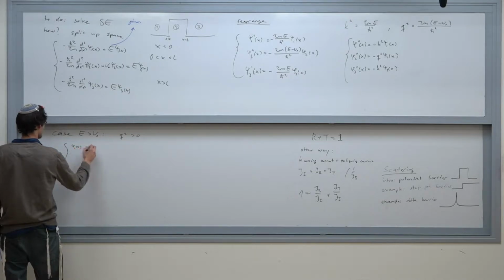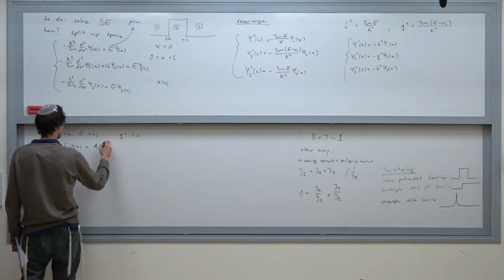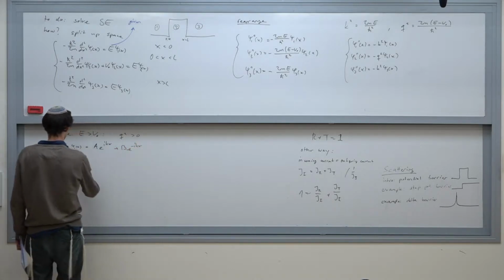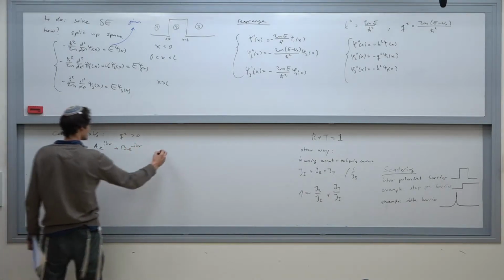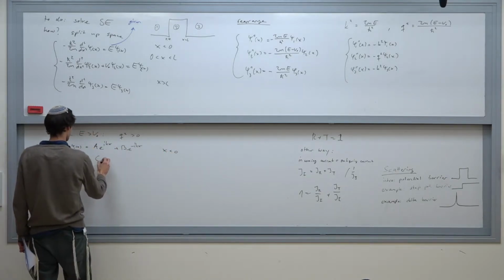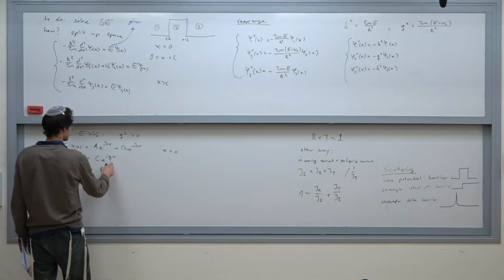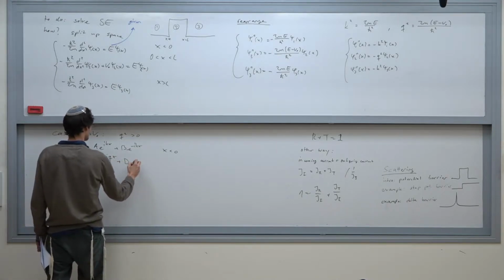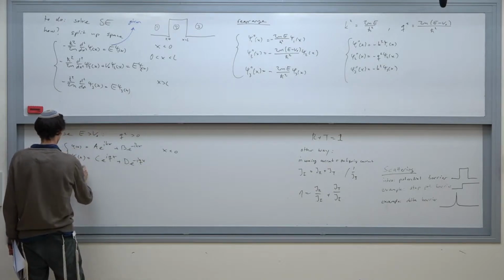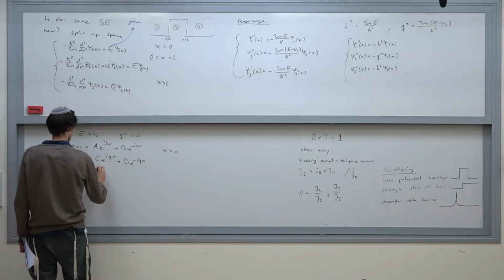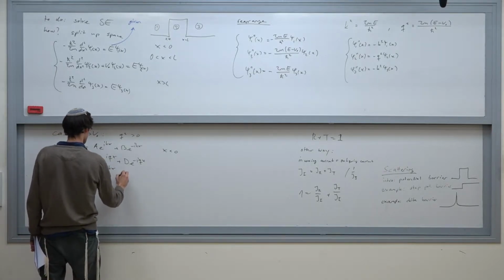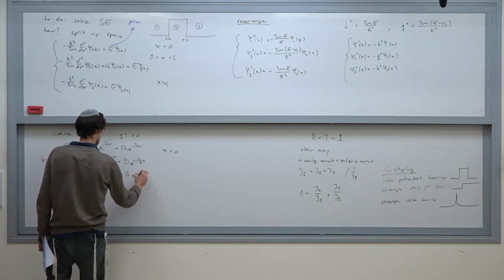psi1 of x, which is some a e to the i kx plus b e to the minus i kx for x smaller than 0. Psi2 is c e to the i qx, that's the only difference, plus d e to the minus i qx, and psi3 is f e to the i kx plus g e to the minus i kx.